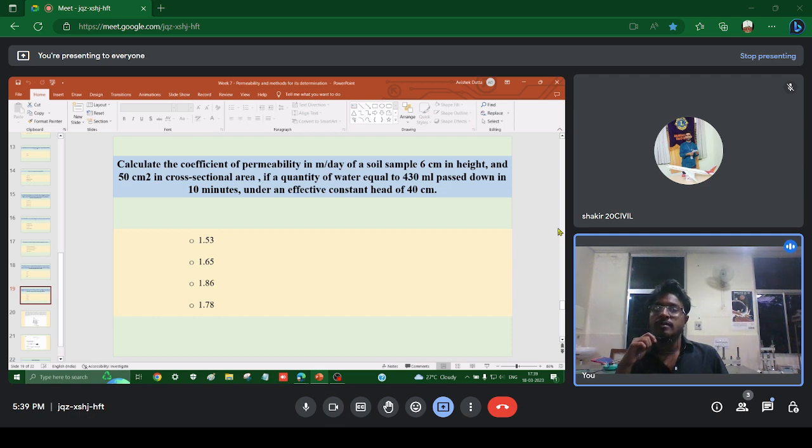I'll repeat once. Calculate the coefficient of permeability in meter per day of a soil sample 6 centimeter in height, 50 cm square in cross sectional area, when a quantity of water equal to 430 ml passed down in 10 minutes under an effective constant head of 40 centimeter.